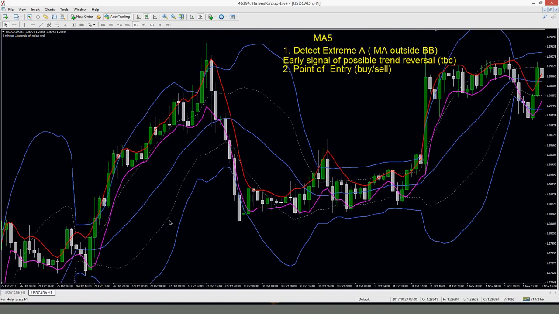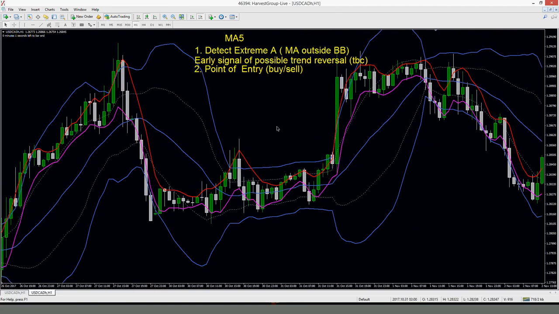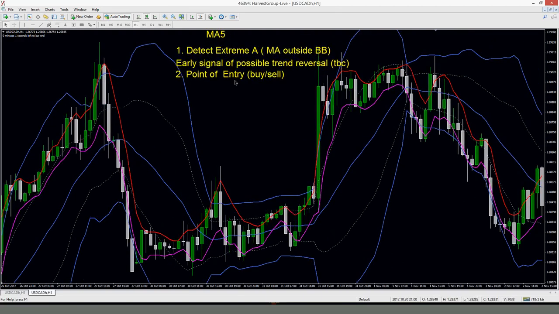However, the candle rejects MA5 low over here, so this is also a point of entry buy, because if you understand how the candles are going right now, this is a buy momentum Bollinger Band, so the price is moving up, so this is a buy entry. So this point of entry sell here is only temporary because this is TPY chip. That's what you need to understand when it comes to MA5. There are two functions. First one is to detect extreme A. The second one is a point of entry, buy or sell.